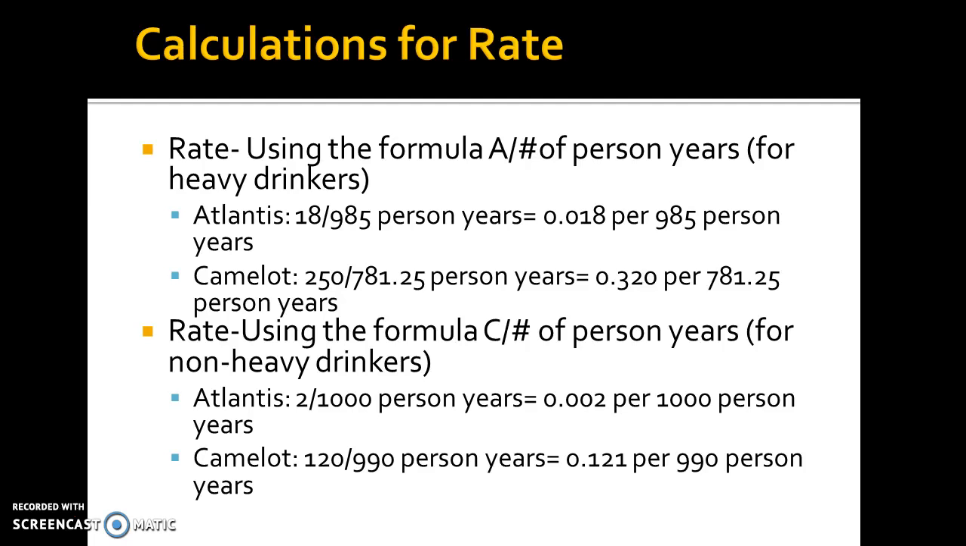Now we have rate. For rate, we're going to use the formula A over the number of person years. This was calculated in the week 1 assignment for us. In Atlantis, the number of people positive for cancer with heavy drinking was 18, and we're dividing that by the number of person years, which was 985. So we have 0.018 per 985 person years. You can see for Camelot as well, it is 0.320 per 781.25 person years. Then we calculate that rate for the non-heavy drinkers. In Atlantis, it is 0.002 per 1,000 person years. In Camelot, it is 0.121 per 990 person years.